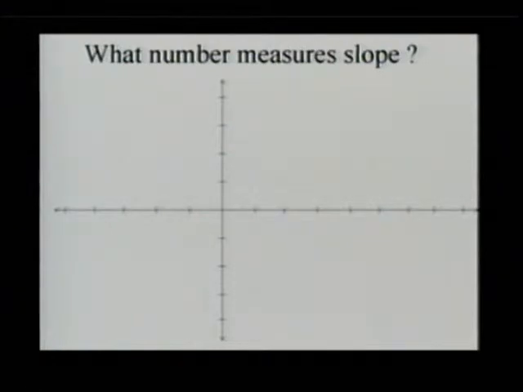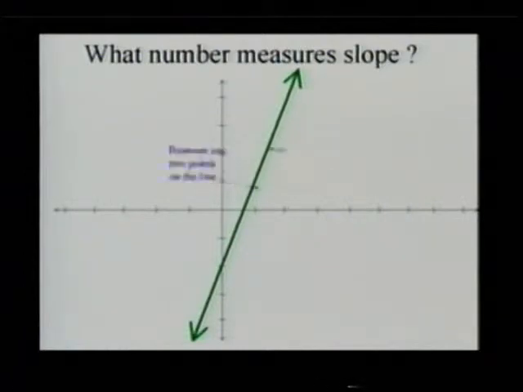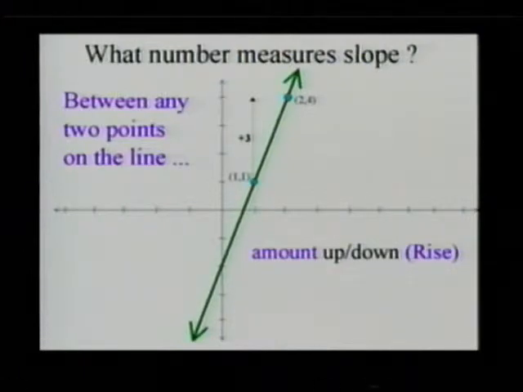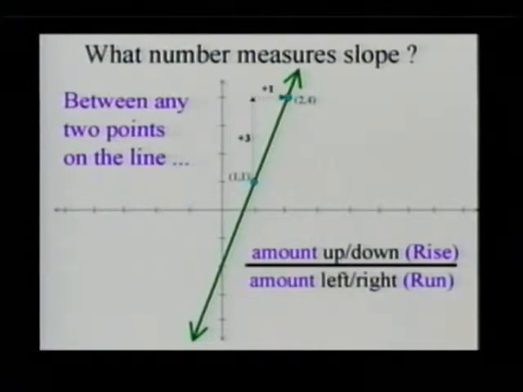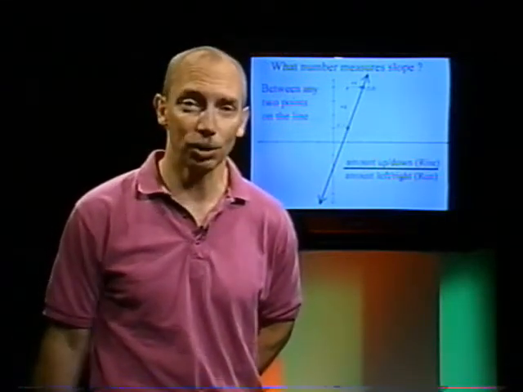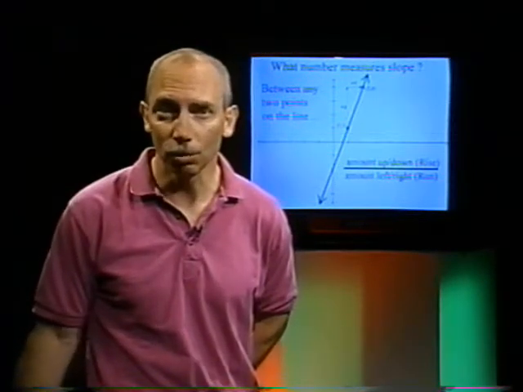Well, what is the actual number? How do we get the number that measures slope? Well, by definition, if you pick any 2 points, now it has to work for any 2 points, the slope of a line is defined as, between any 2 points, how much you went up or down to get from one point to the other, which is called the rise, relative to how much you went over, which is called the run. So you often hear the term, the slope is rise over run. Okay, then it's a fraction, which we may have to reduce.